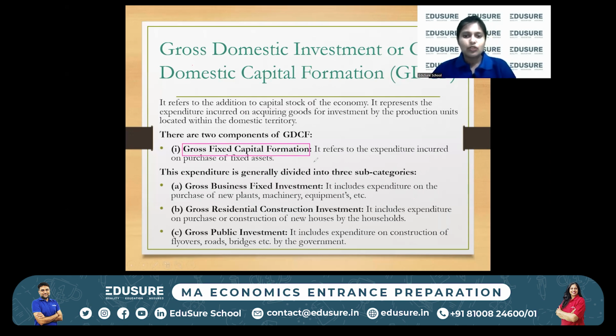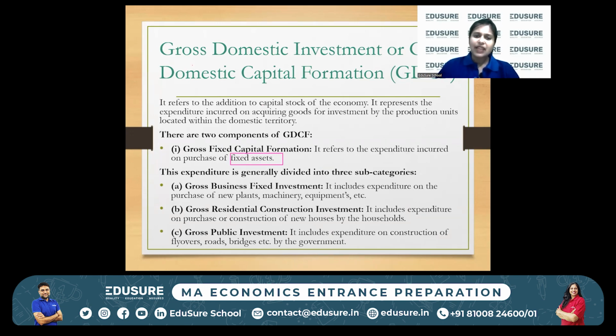So it could be gross fixed capital formation, or it could be gross domestic fixed capital formation. When you're only talking about the fixed part, like land, house, then it is gross fixed capital formation, whether the word domestic is there or not. Gross fixed capital formation is the first part of gross domestic capital formation. It refers to the expenditure which is made on purchase of fixed assets.